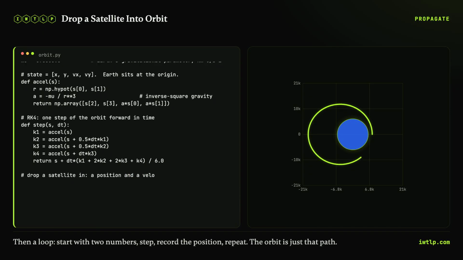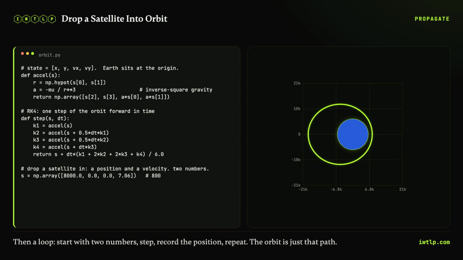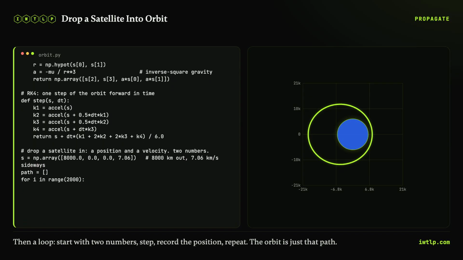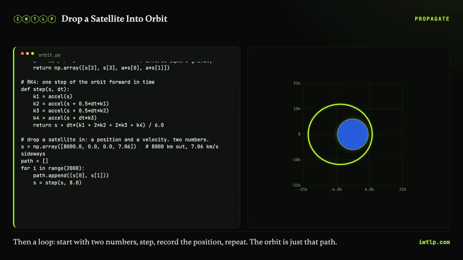Then, a loop. Start with two numbers. Step, record the position, repeat. The orbit is just that path.